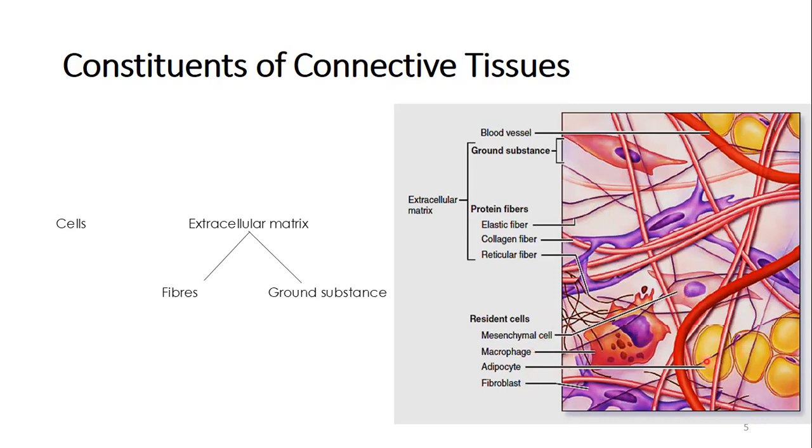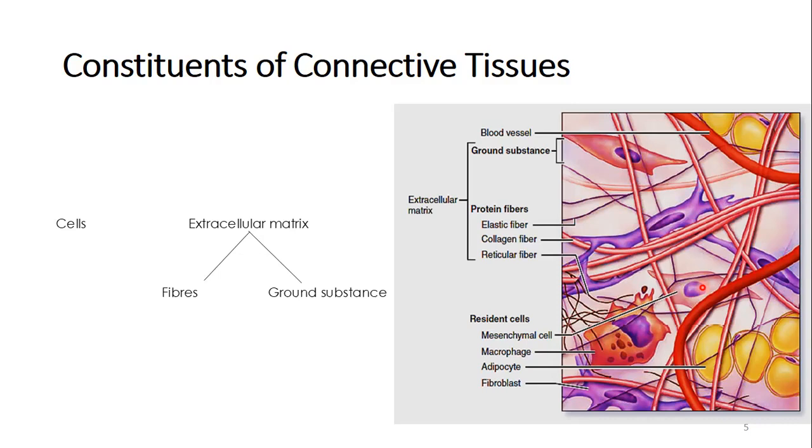Then we see that there are several types of cells here. For example, this is a macrophage. That is a fibroblast. This is a goblet cell. And this one is a mesenchymal cell. Now, mesenchymal cells are stem cells. Stem cells are cells which have not yet acquired specialization.